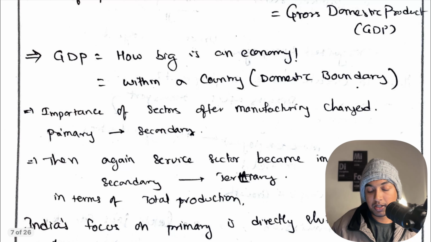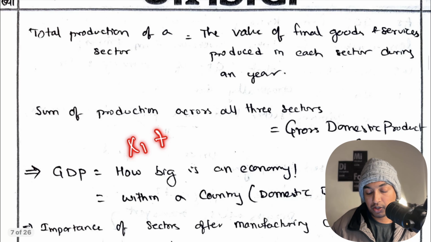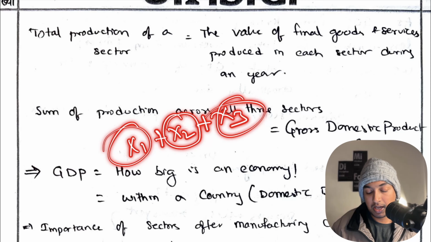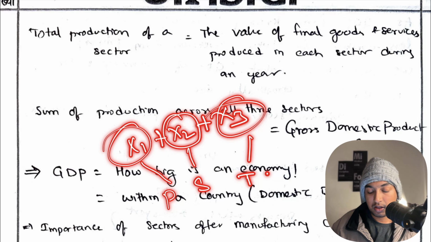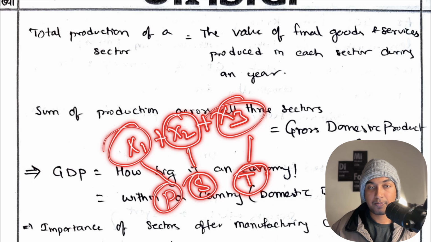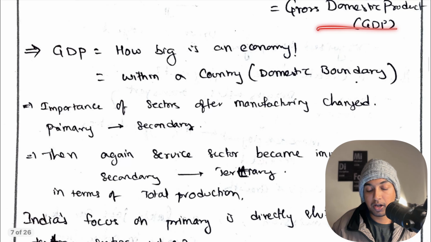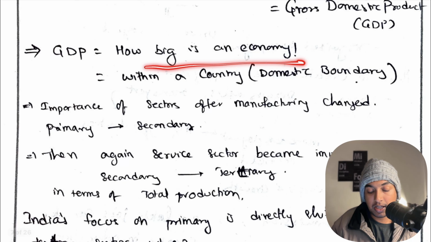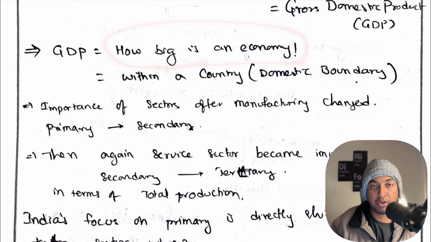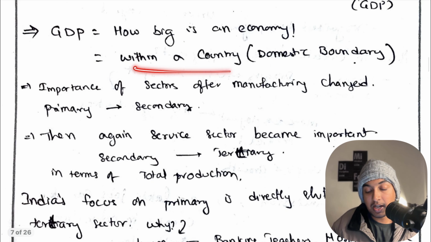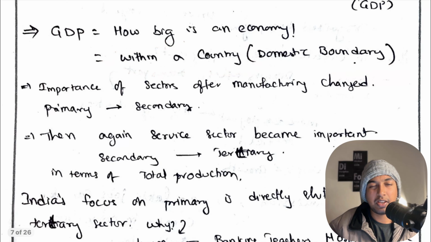Gross domestic product is nothing but x1 plus x2 plus x3, where x1, x2, x3 are the totals of primary, secondary, and tertiary. Hope you understood what gross domestic product is. It tells us how big an economy is, and it is within a country's domestic boundary, because the name itself is domestic.